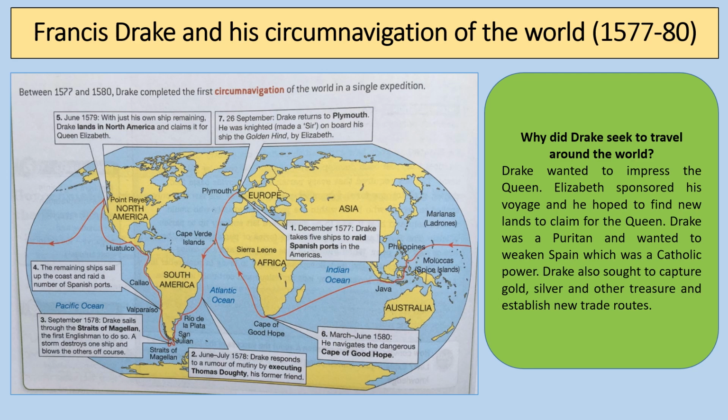Drake wanted to impress the Queen. Elizabeth sponsored his voyage and he hoped to find new lands to claim for the Queen. Drake was a Puritan and wanted to weaken Spain, which was a Catholic power. He also sought to capture gold, silver and other treasures and establish new trade routes on his route as well.